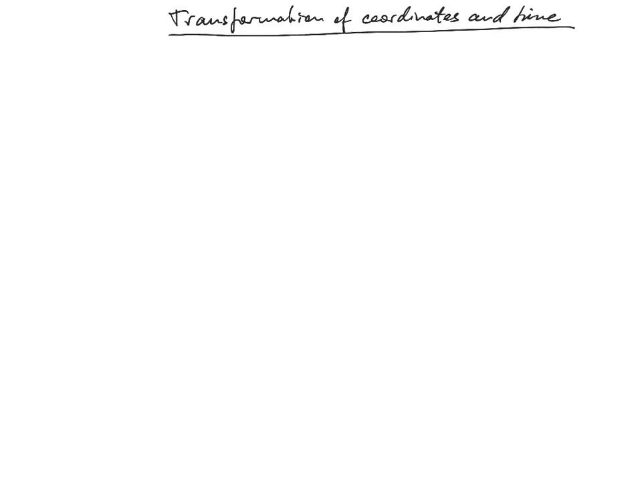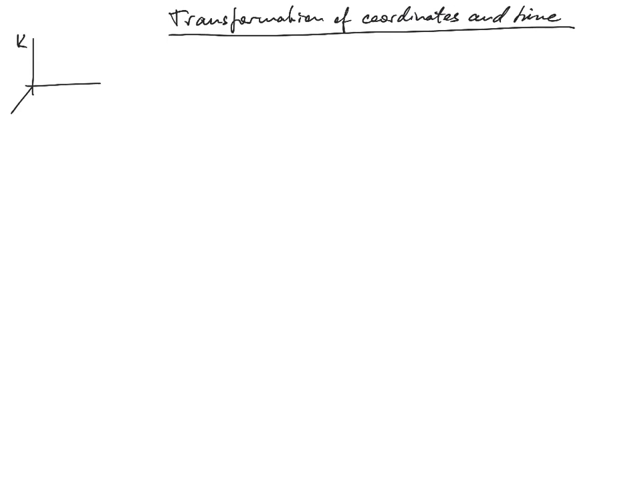In this lecture, we'll discuss the transformation of the coordinates and time, which is associated with a switch from one inertial reference frame to another. So first, let's recap what happens in classical physics.